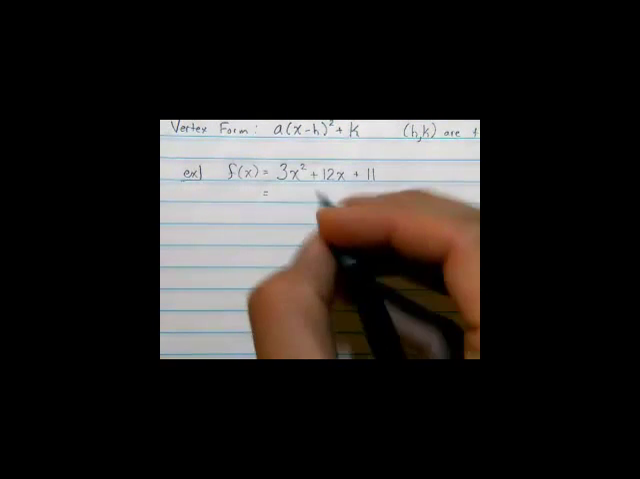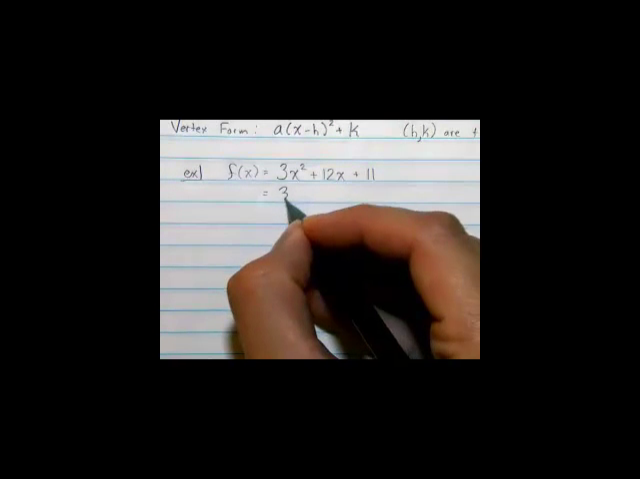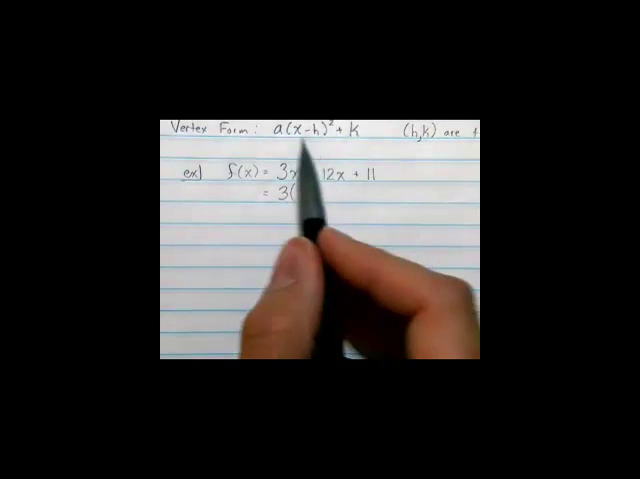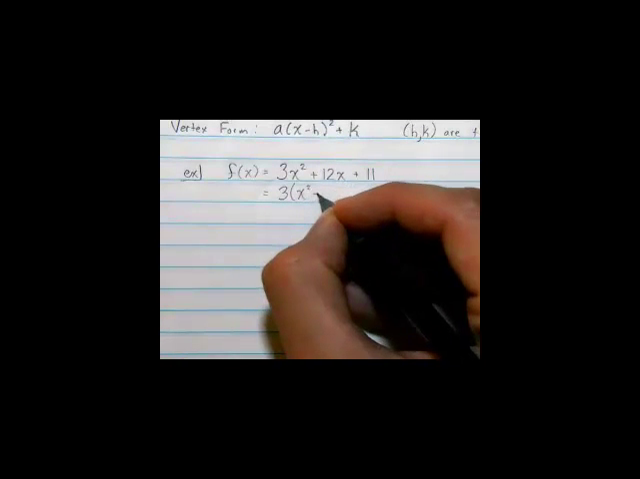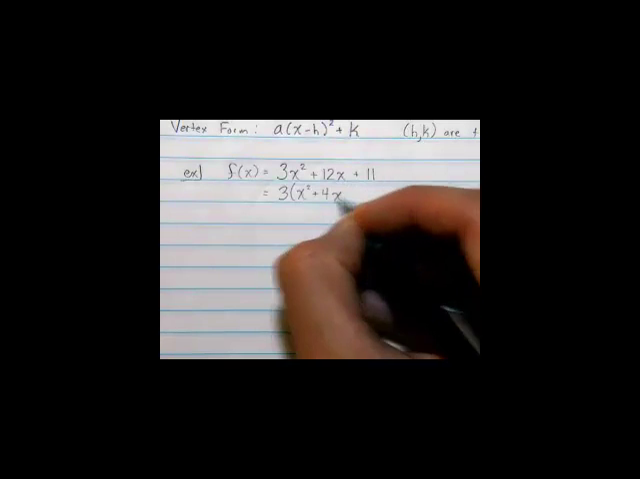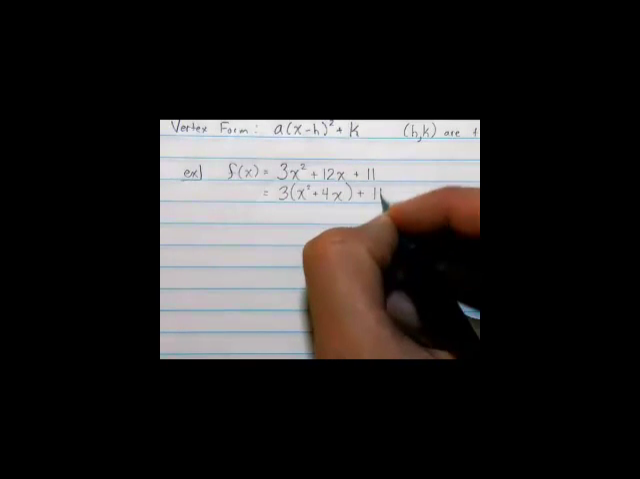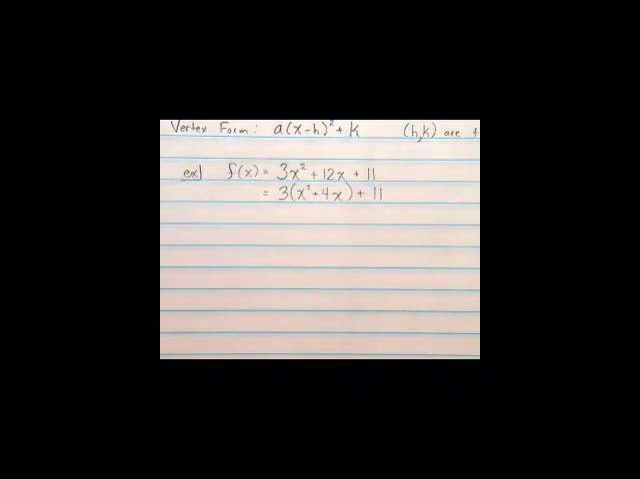But what we're going to do is, remember, we're trying to get it to look like this. So the first step that we do is we factor a number out of the first two terms only. So we can take a 3 out. So it looks like that. Okay. Now, do you see how we're getting there? Okay. We know A, and we know K.